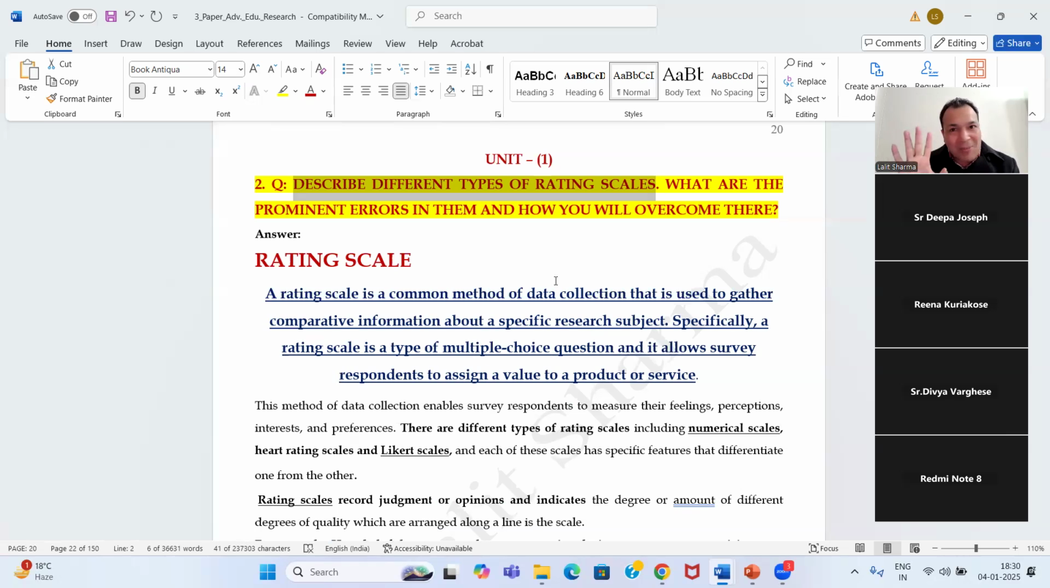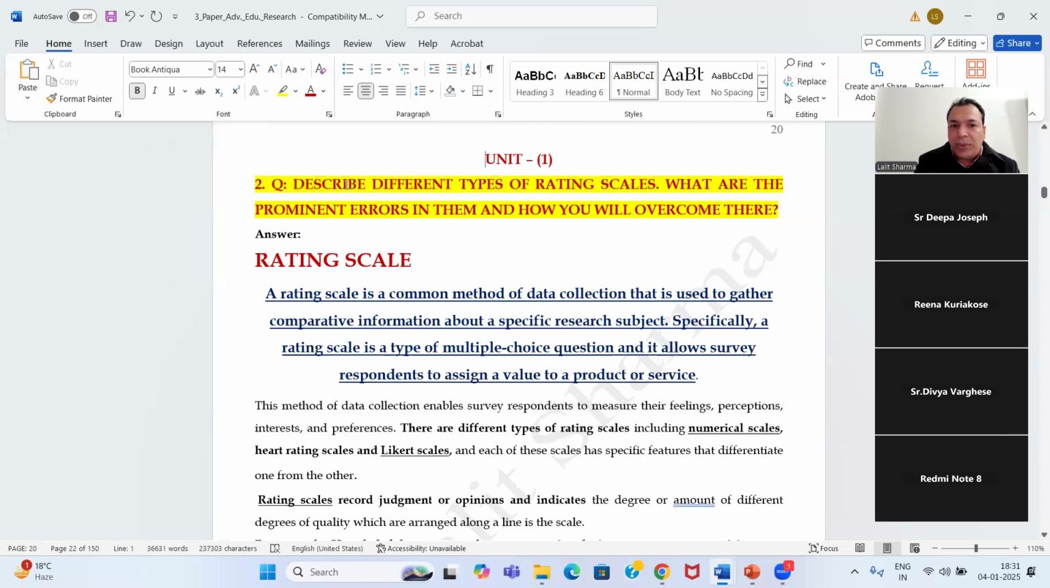If you know the syllabus, in the syllabus it is written regarding the research tools, then characteristics of the tools, features of the tools. Different things are written, but in one question he has asked the whole unit. The students have to write the different types of rating scales, what are the prominent errors and how you will overcome them.